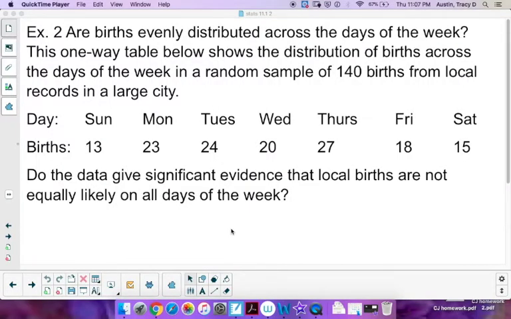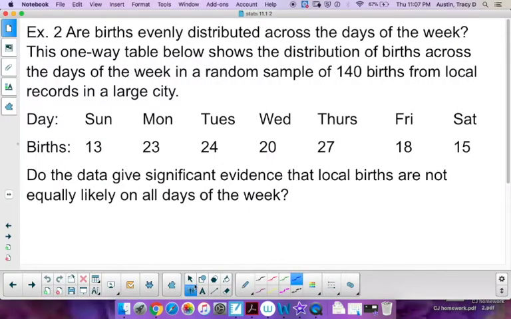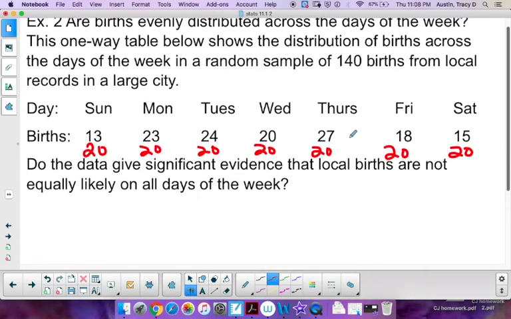Okay, so yesterday we talked about the state and the plan portion, and today we're going to talk about the do and the conclude. Okay, and just as a refresher, you already have this in your notes. Your expected counts were all 20, because we assume that each day of the week should have the same number of births. That was what we were actually trying to prove, that the distribution that they told us would be the same across all the days of the week.